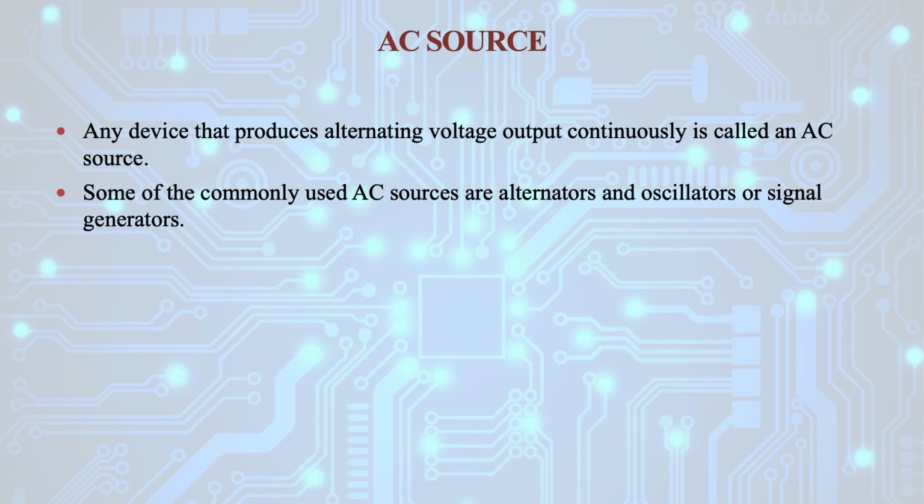Now we have to understand what is an AC source, or you can say alternating current source. Any device that produces alternating voltage output continuously is called an AC source. Some of the commonly used AC sources are an alternator, an oscillator or a signal generator.